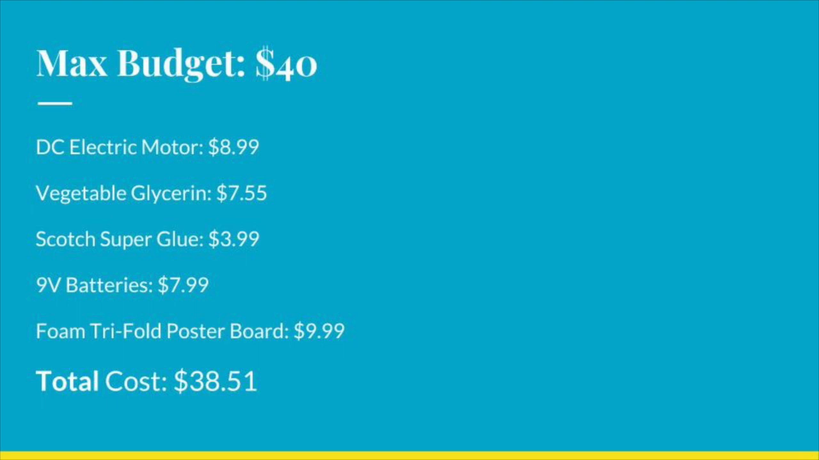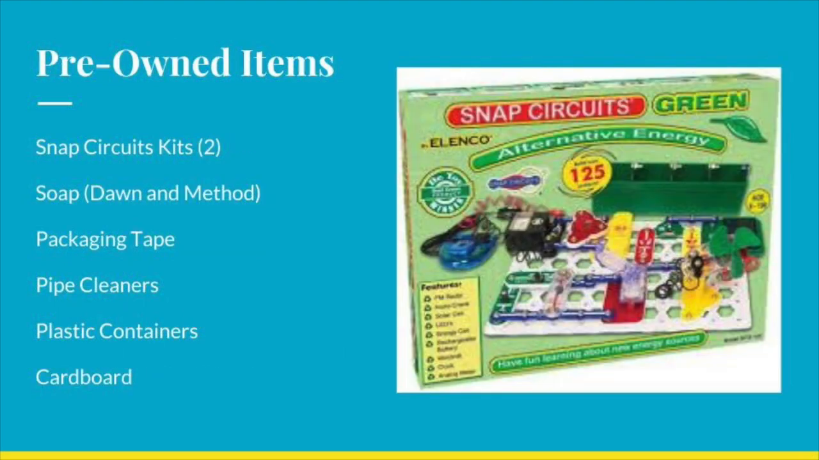We spent $9 on motor, $8 on glycerin, $4 on glue, $8 on batteries, and we bought a trifold poster board for $10. So our total cost was $38.51. We did have some pre-owned items. The snap kit was provided by a tool. The Dawn and Method soap we already had.